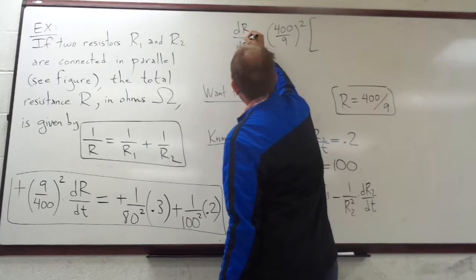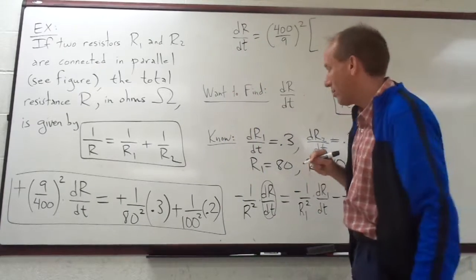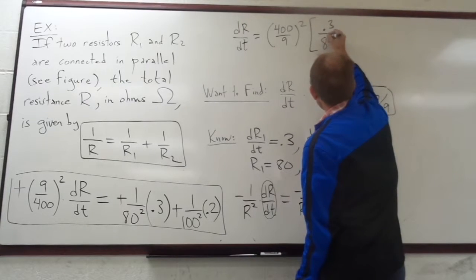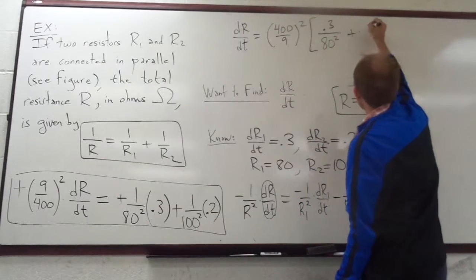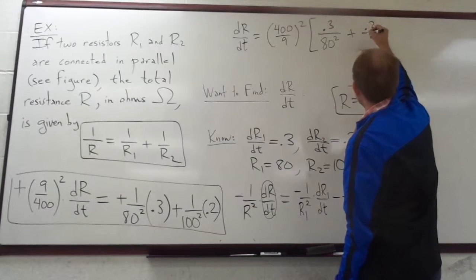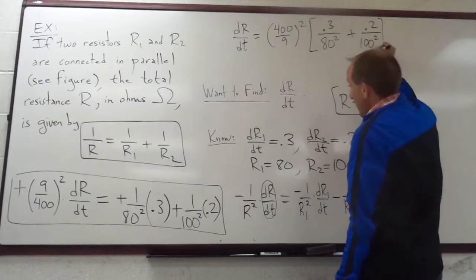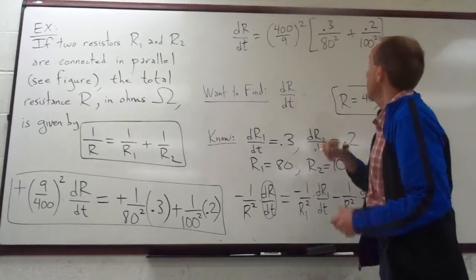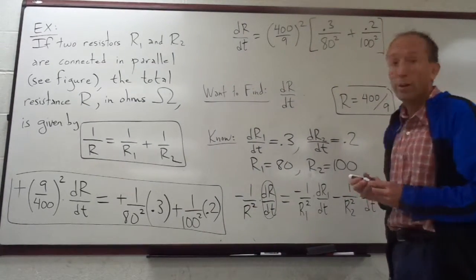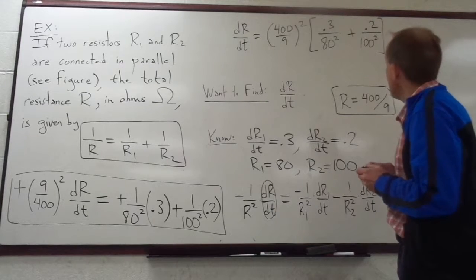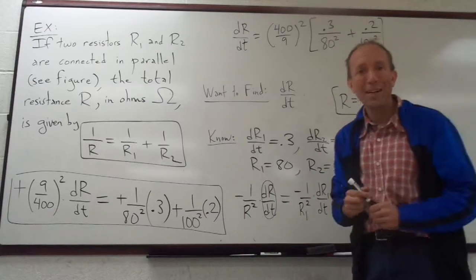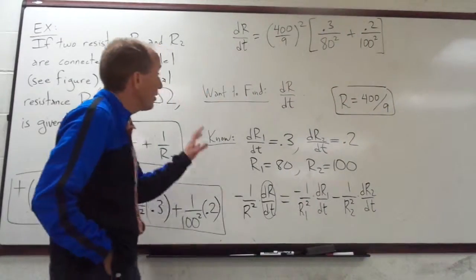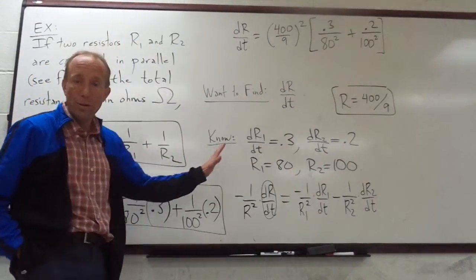400 over 9 quantity squared. And the rest of this is just calculation. I don't even have my calculator handy, so I'm not going to get a final answer for you here, but you can certainly do this. Basically, we calculate this value, and then we multiply it by 400 squared over 9 squared. It's just a quick little calculation that you can do. I won't bother you with that part, but hopefully the steps are clear.